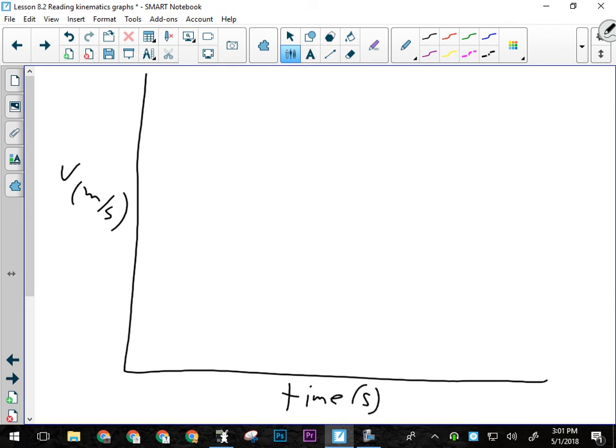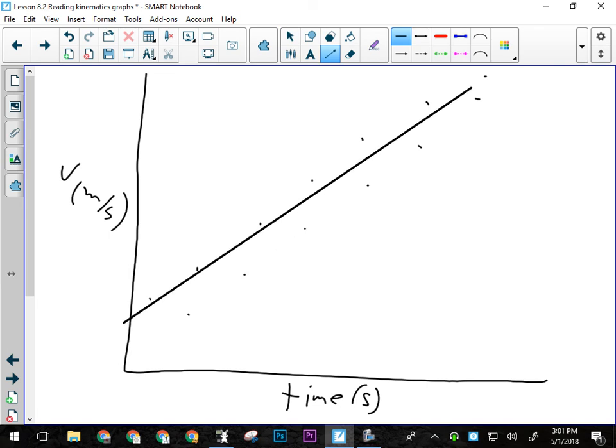All right, so I got velocity in meters per second on the y-axis, time in seconds on the x-axis. And let's say that my points went something like this. Okay, I draw a best fit line for those points. Okay, looks something like that. All right, this object is clearly doing what?